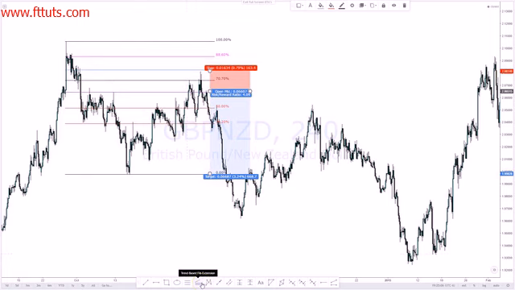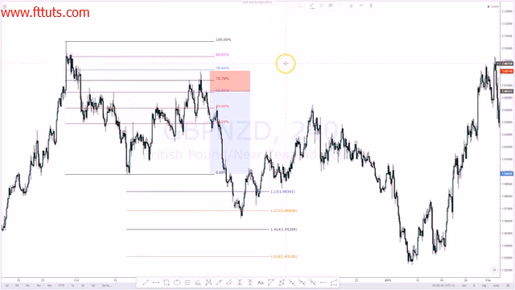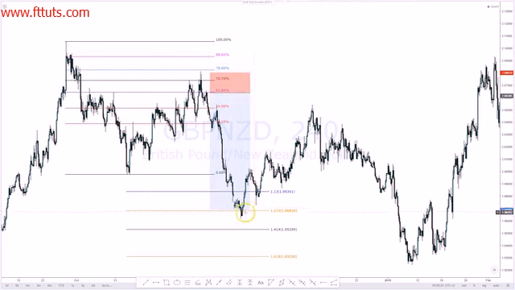So how do you put the extension? All right, you put your extension tool, start at the impulse high, to the low, back up into the high, and we get our first target. We get our 127 met right here. So our take profit would have been at the 127 right there. Boom. Alright, that's a 1,000 pip trade almost, just going off the 4-hour chart and Fibonacci.